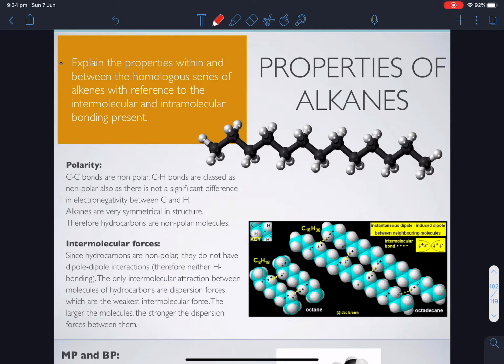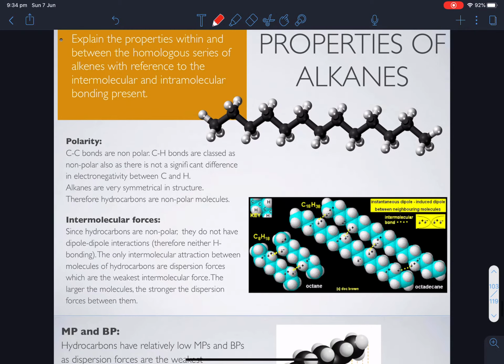Yellow syllabus dot point here on the left. Explain the properties within and between homologous series of alkenes with reference to the intermolecular and intramolecular bonding present. I'm going to stick to alkanes though. So, got a nice picture of one here. Look at its structure with that 109.5 degrees tetrahedral geometry around each one.